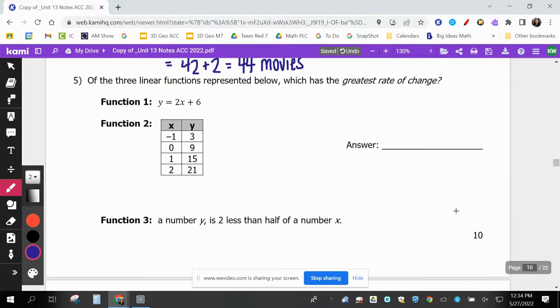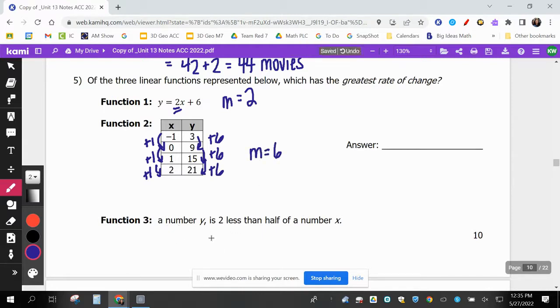Next one. Of the 3 linear functions represented below, which has the greatest rate of change? So let's find each of their slopes or rate of change. Here, the rate of change is the coefficient on the x, so m equals 2. Here, I'm going to find a pattern. So these are going up by 1. To find the rate of change, I'm going to see what happens here. Up by 6, up by 6, up by 6. So here, the rate of change is 6.